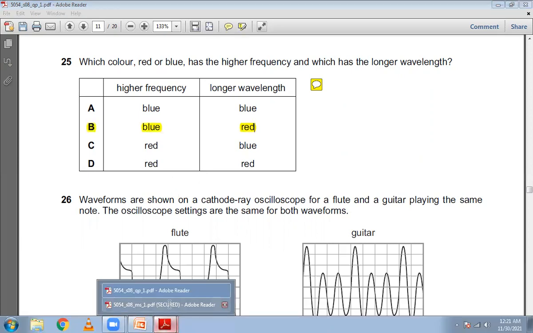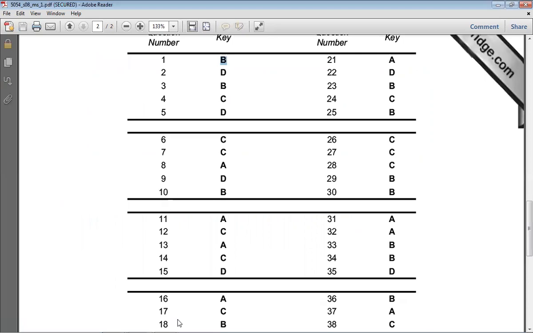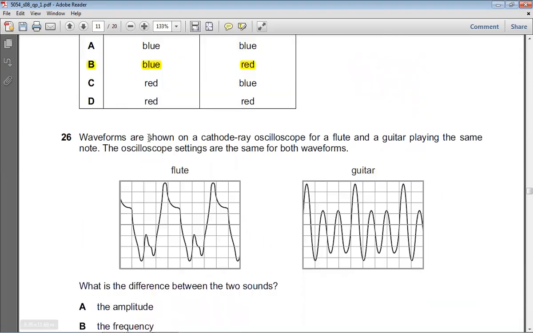Question number 25. B is the right option, sir.